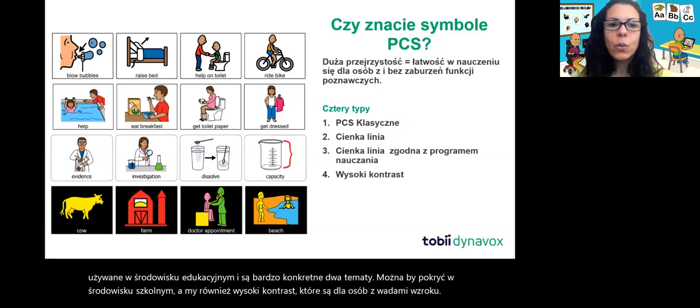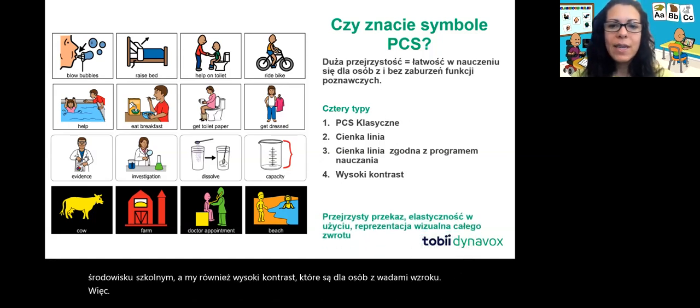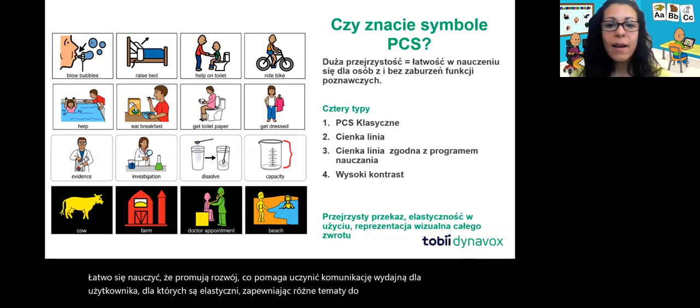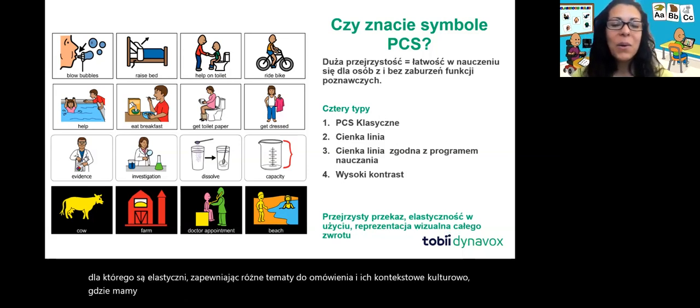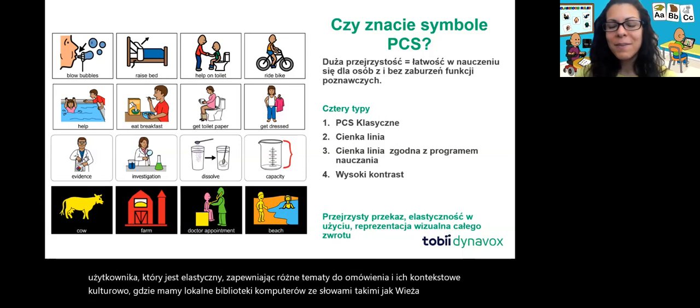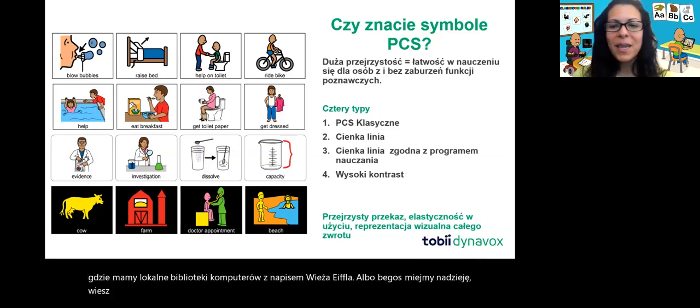So they're easy to learn, they promote growth, they help make the communication efficient for the user. They are flexible, providing a variety of topics to talk about. And they're culturally contextual, where we have local PCS libraries with words like Eiffel Tower or Bigos. Hopefully you know what that means, or hopefully I said it right so that you know what that means.